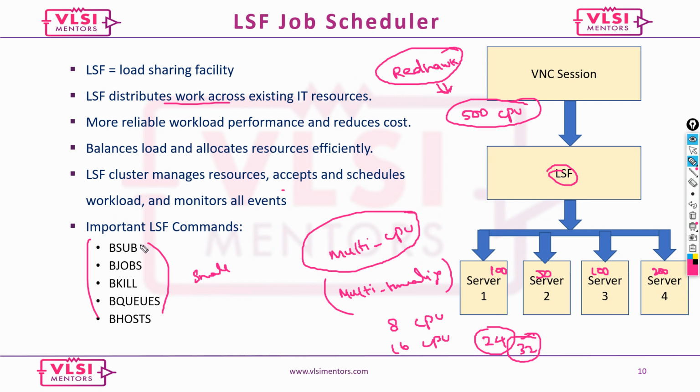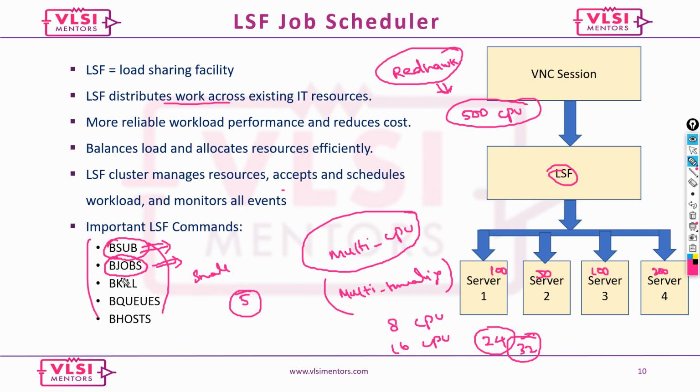Now, you want to fire a run. Then it's called batch submission. It's called B, meaning it's a batch submission. Use the bsub command to fire the job. Now let's say you might have fired 5 different jobs. Whether they are running or not, you might want to check their status. It is called bjobs.